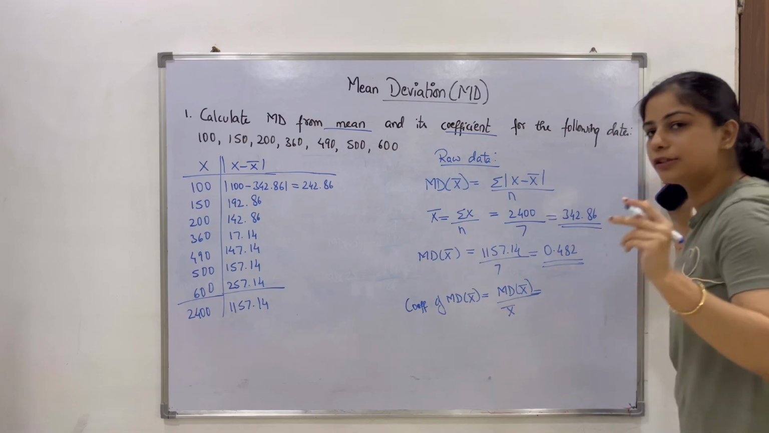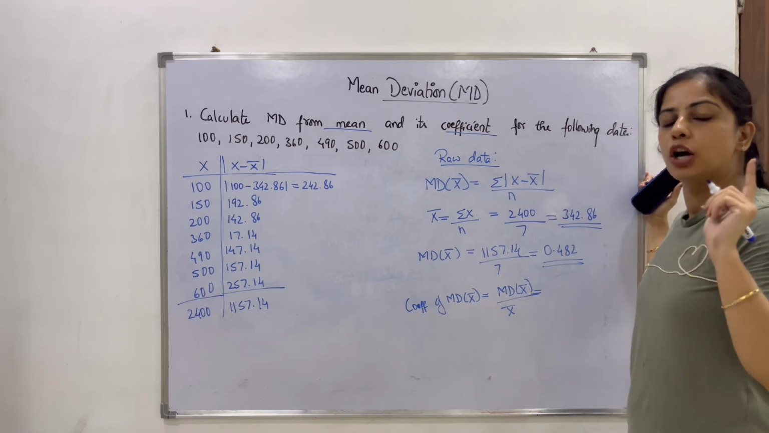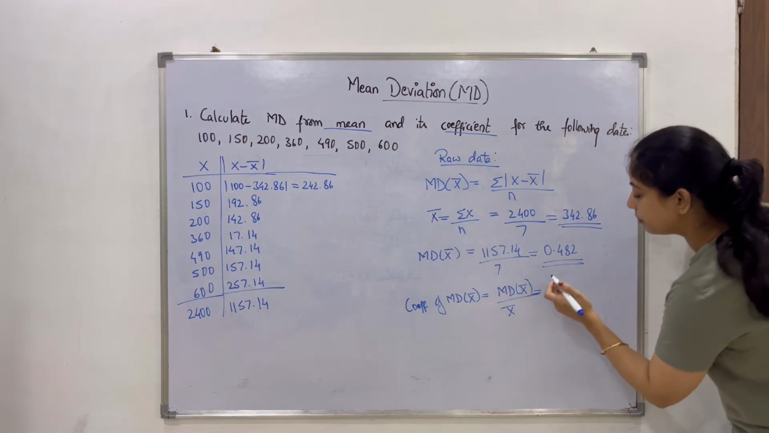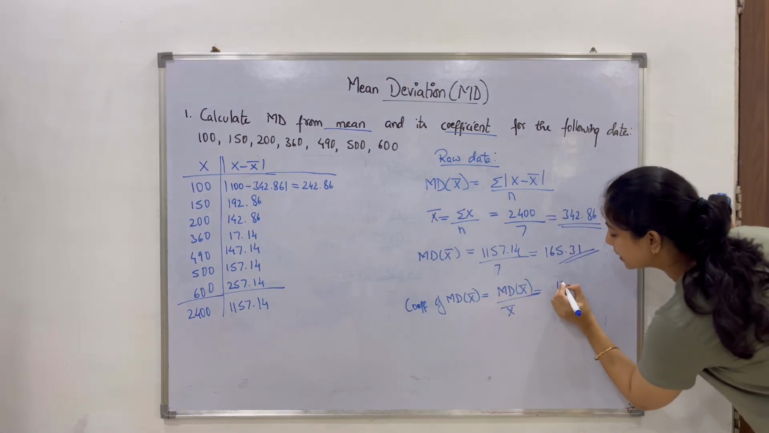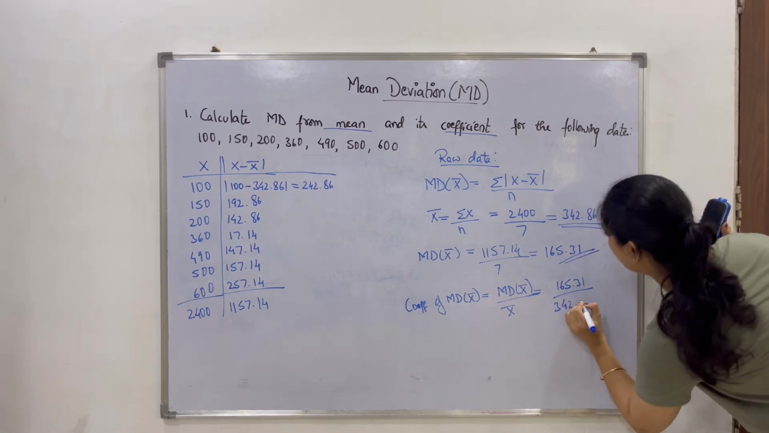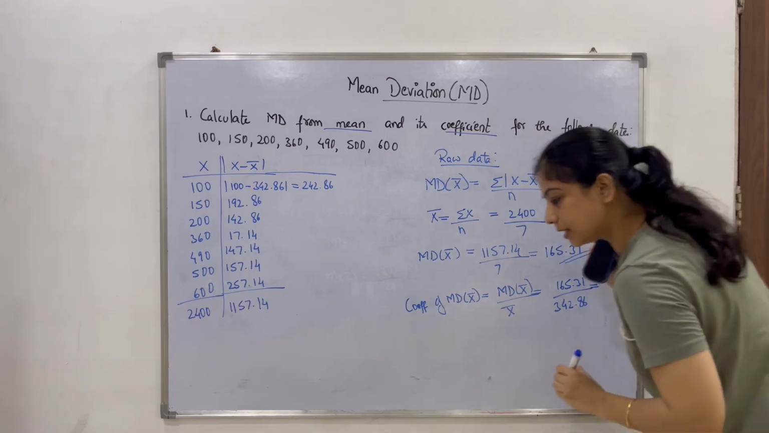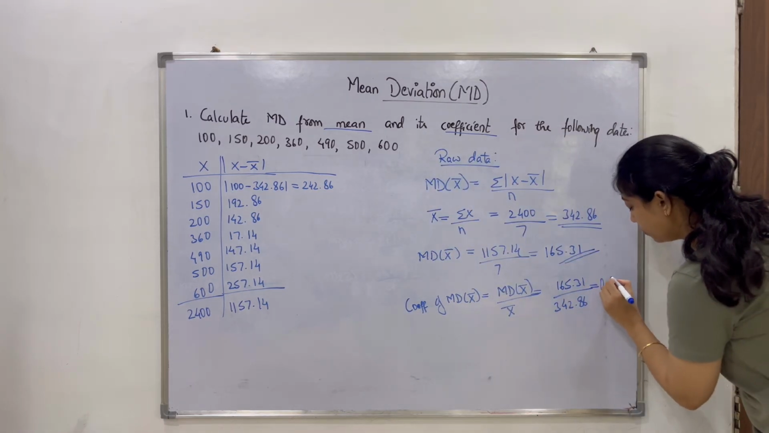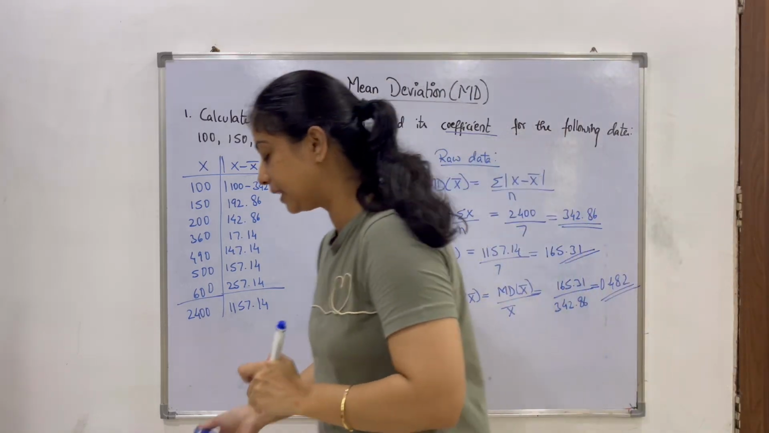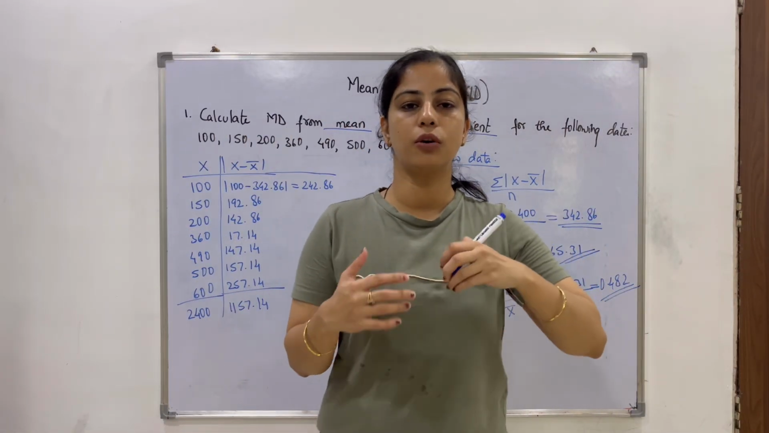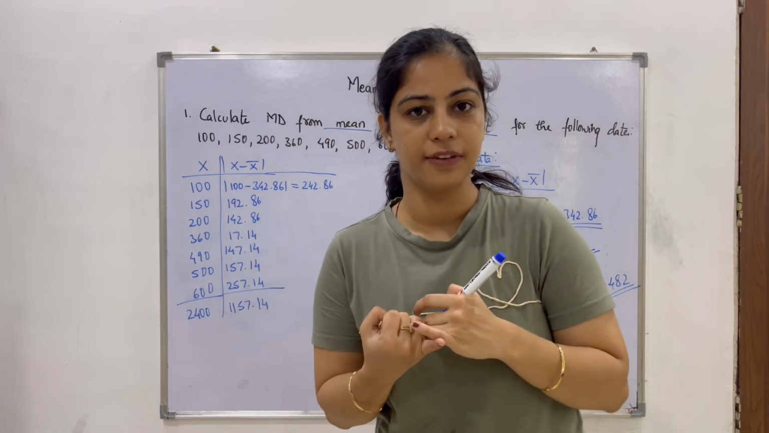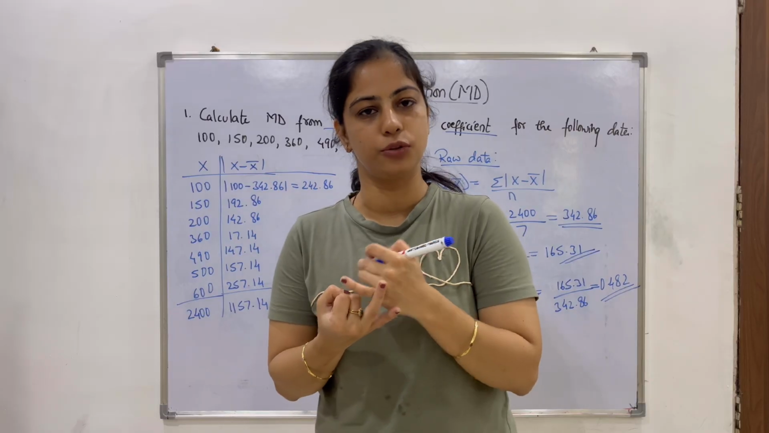It's better practice to always write down the formula first and then do the substitution, because even the formula carries some marks. So here the mean deviation is 165.31 and your mean is 342.86. So the final answer is 0.482. So this is the answer. So after substituting, we get the answer for coefficient of mean deviation. So once you read your question, you need to understand which kind of data is given and which formula they are asking you to substitute.